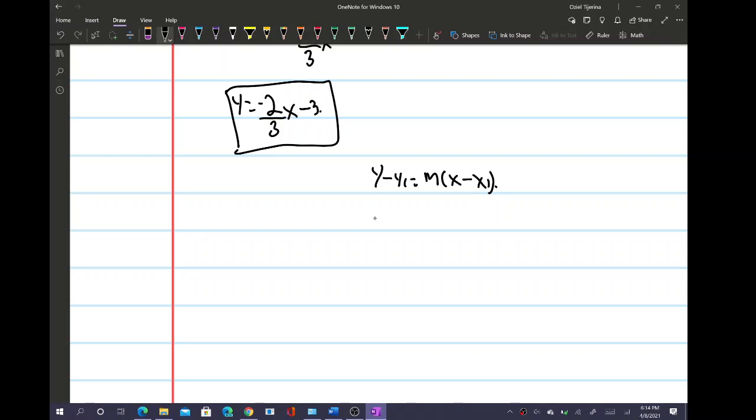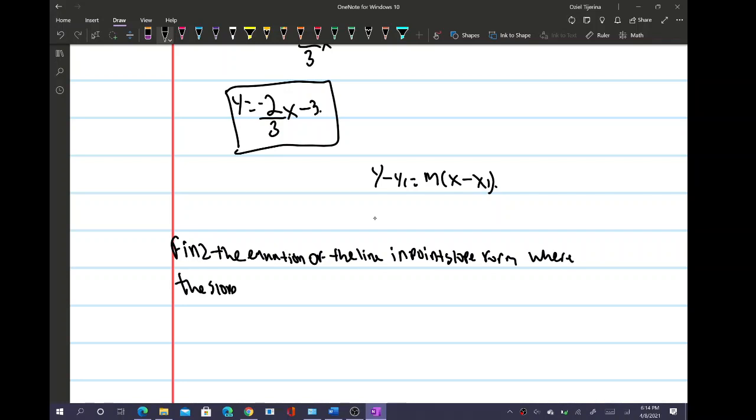So for example, if I say, find the equation of the line in point-slope form where the slope is negative 1/3 and the line goes through (7, 1). Just say that.